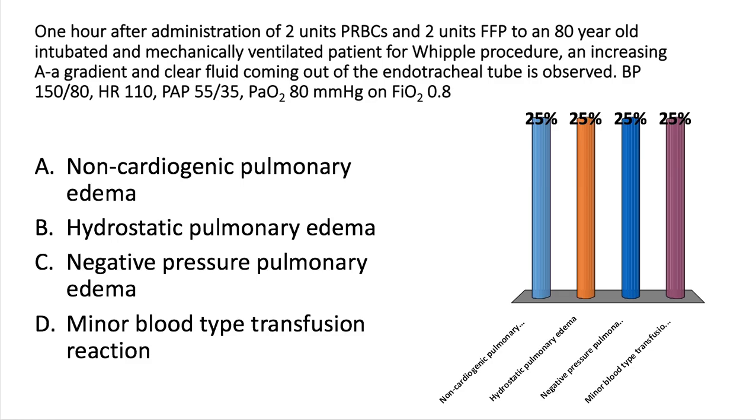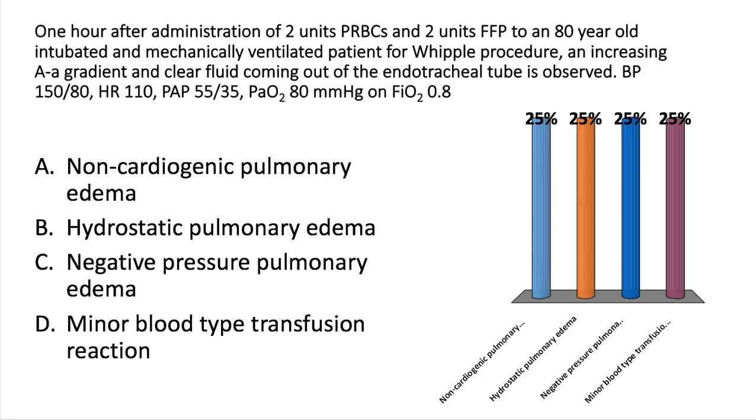A question as we end. 1 hour after administration of 2 units of packed red blood cells and 2 units of FFP to an 80-year-old intubated and mechanically ventilated patient for a Whipple procedure, you notice an increasing A-a gradient and clear fluid coming out of the endotracheal tube. Blood pressure is 150/80, heart rate is 110, pulmonary artery pressure is 55/35, PaO2 is 80, and they're on an FiO2 of 0.8.